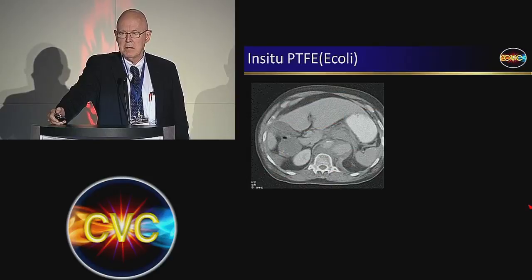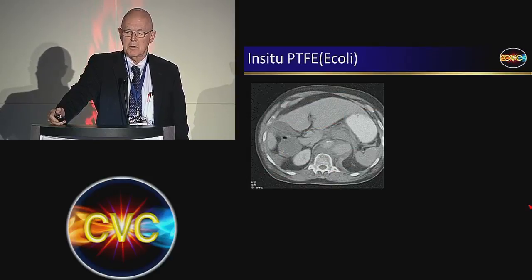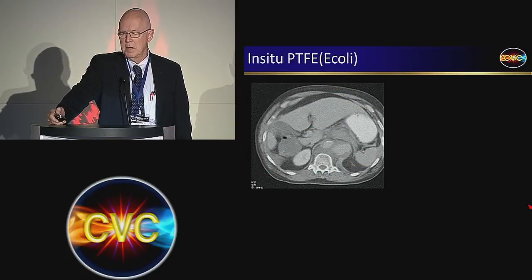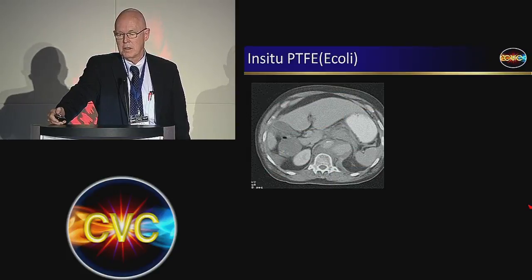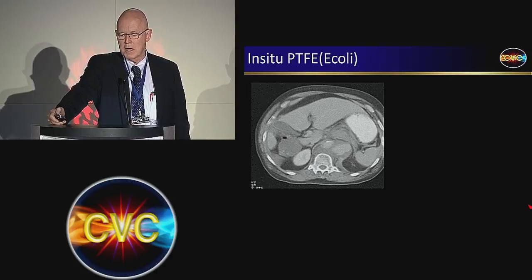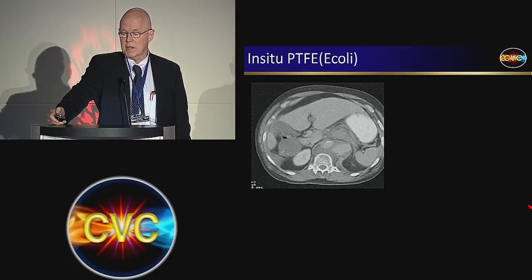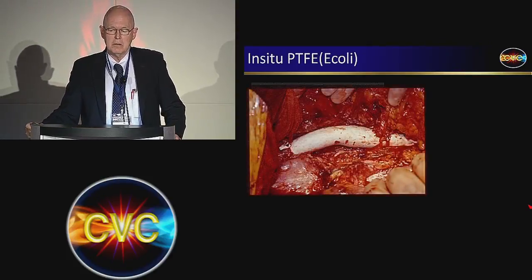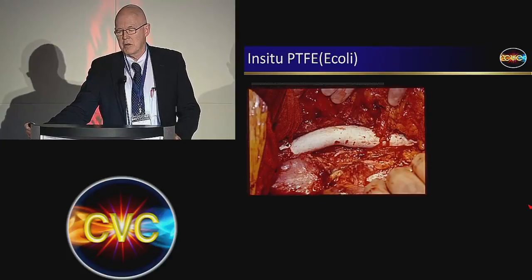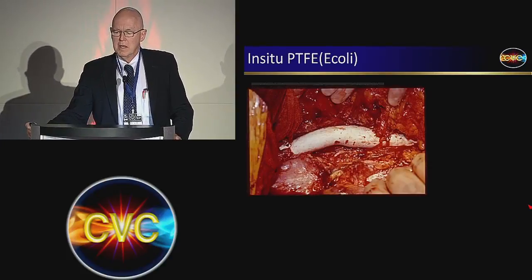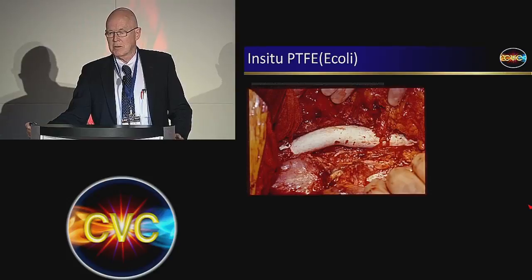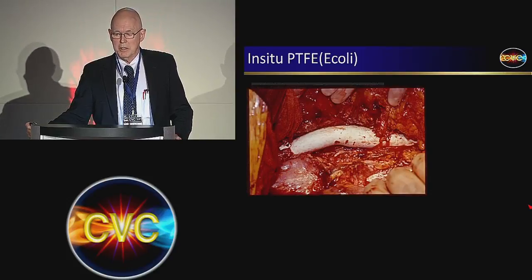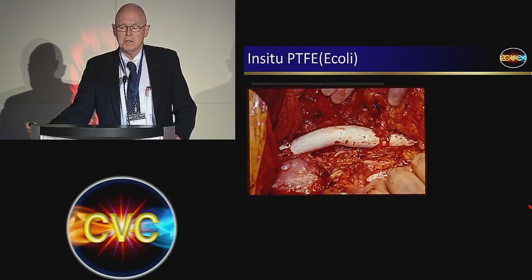So PTFE, E. coli, is generally considered a bad organism because it's a gram-negative. In this patient with an E. coli septicemia from a urinary tract infection, this is one of the principles: if you have an endovascular infection in the aorta, whether it's an endograft or a primary infection or an open repair, you have to remove all that wall. You have to debride it. If you don't, you'll have recurrent infection.